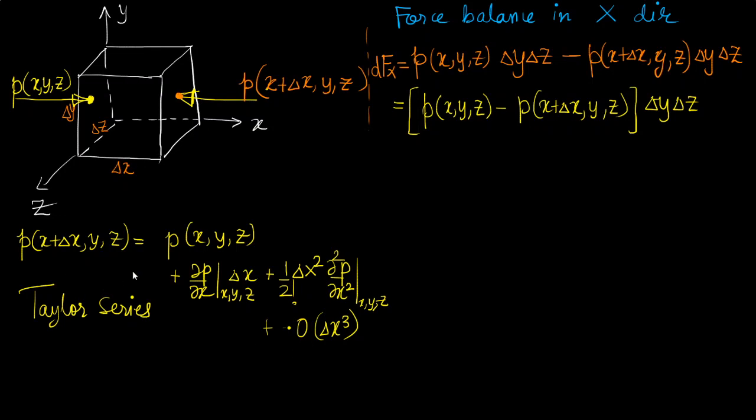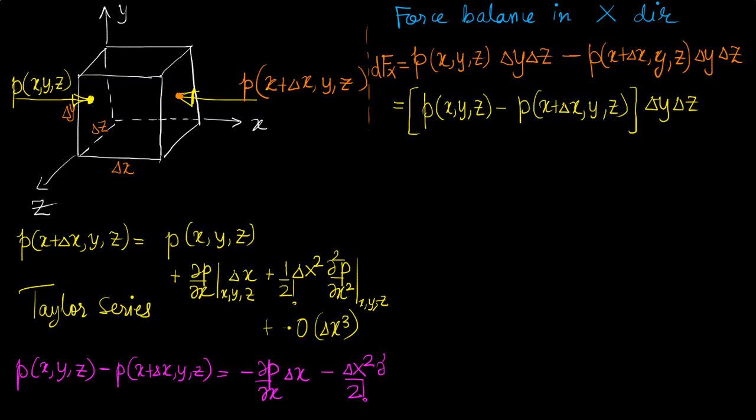So if we rearrange this, we have p(x, y, z) minus p(x plus delta x, y, z) equal to minus del p del x delta x, minus delta x squared by 2 factorial del 2 p del x 2, minus order of delta x cubed. So I have simply taken this term on the right hand side and all the other terms apart from this term on the left hand side. Essentially, I have arrived at this. It's a very simple manipulation.